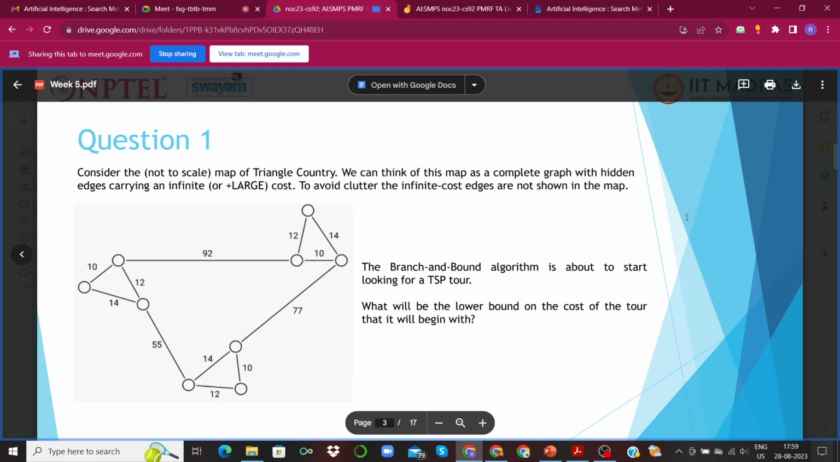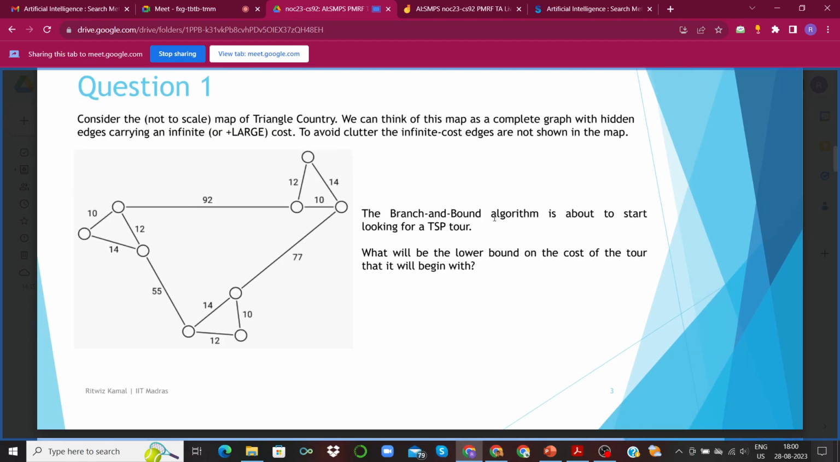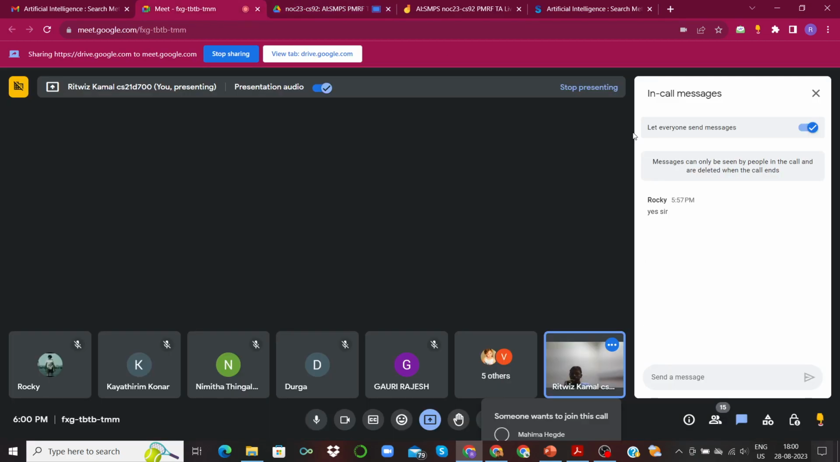For those of you who might not be aware of what a complete graph is, it's a graph in which every node is connected to every other node. And if you notice in this particular graph, there are some edges missing. For all those missing edges, we can assume that the cost of that particular edge is going to be very large. Let's say something like plus 10,000 or 100,000. Just to avoid the clutter in the image, we have not shown such high cost or infinite cost edges. Okay, so is the setting clear?